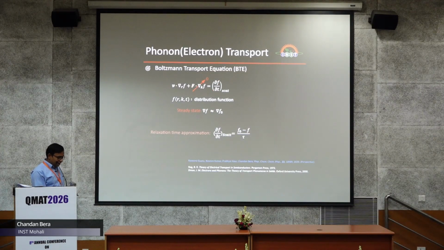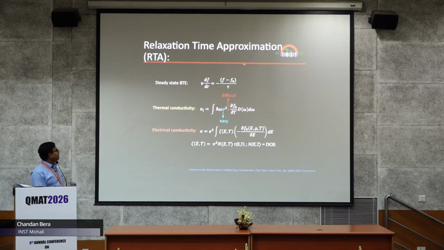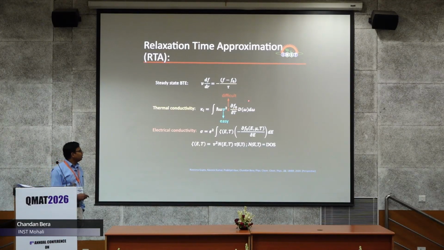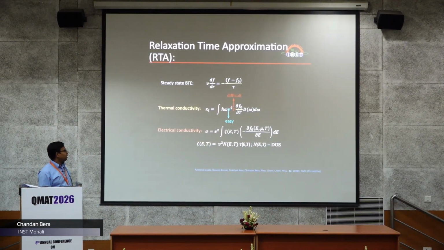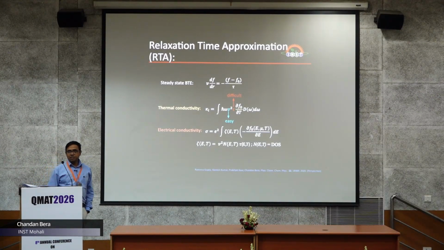After this, we can linearize the Boltzmann transport equation and get the steady state equations. This differential equation we can convert into integral form, and we can get the transport coefficients like thermal conductivity and electrical conductivity. These depend on the carrier velocities, density of states, and also the distribution function. All of this we can calculate using density functional theory. But the complicated part is the relaxation time, or tau. This relaxation time we approximate or calculate using different techniques based on the materials.